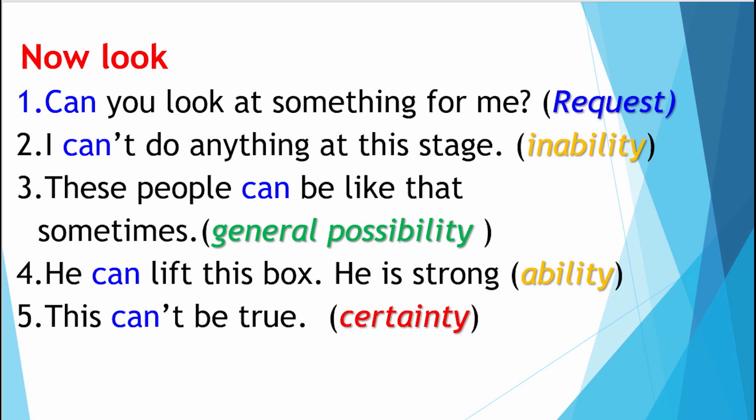Number 4, he can lift this box. He's strong. This is purely ability. He has the muscles that can lift this box. He is capable. So ability.